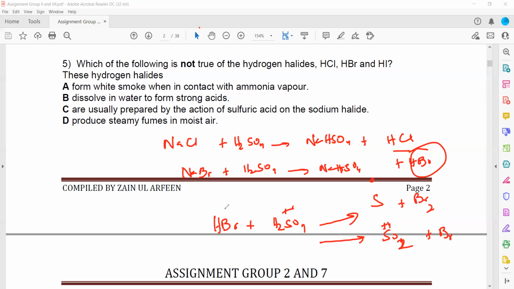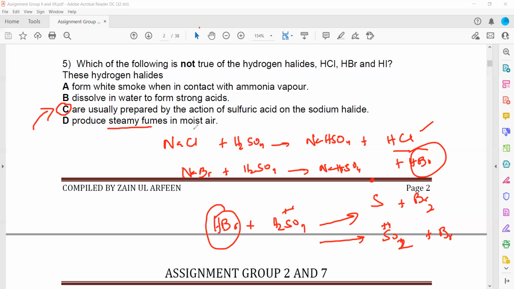So we cannot prepare all of these hydrogen halides this way. Hydrogen chloride can be prepared, but hydrogen bromide and iodide further react with sulfuric acid and reduce the sulfur to a lower oxidation number. That's why we don't use this technique to prepare all of these hydrogen halides.